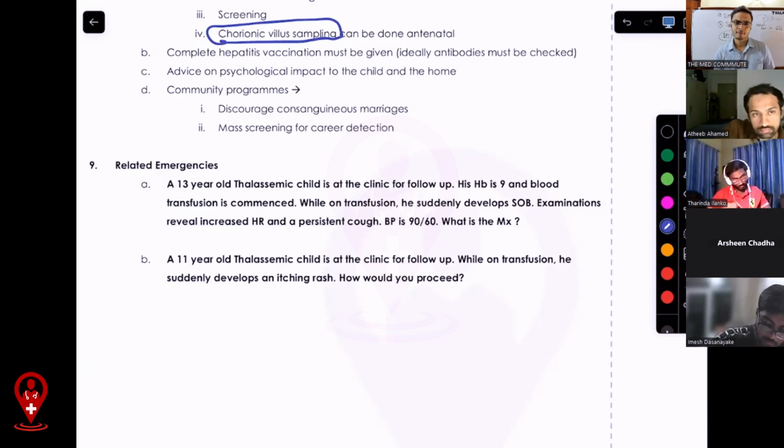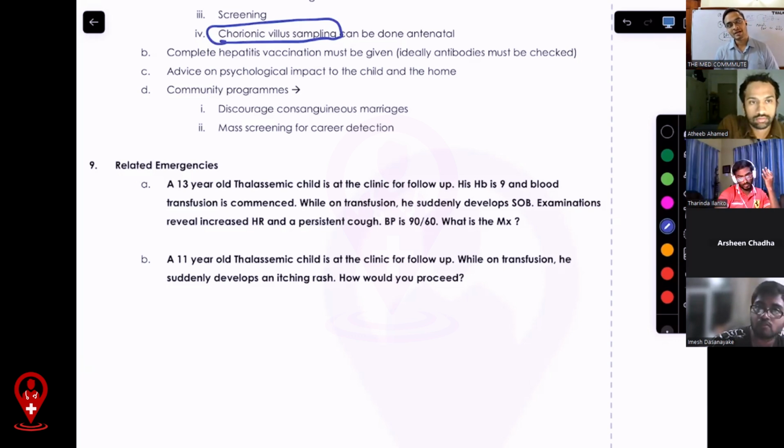Now, what is your diagnosis? Pulmonary edema. How does pulmonary edema happen? So what are we having? Shortness of breath, pulmonary edema, heart rate increase, tachycardia, right? And blood pressure dropping. What is this? Hypovolemic shock.